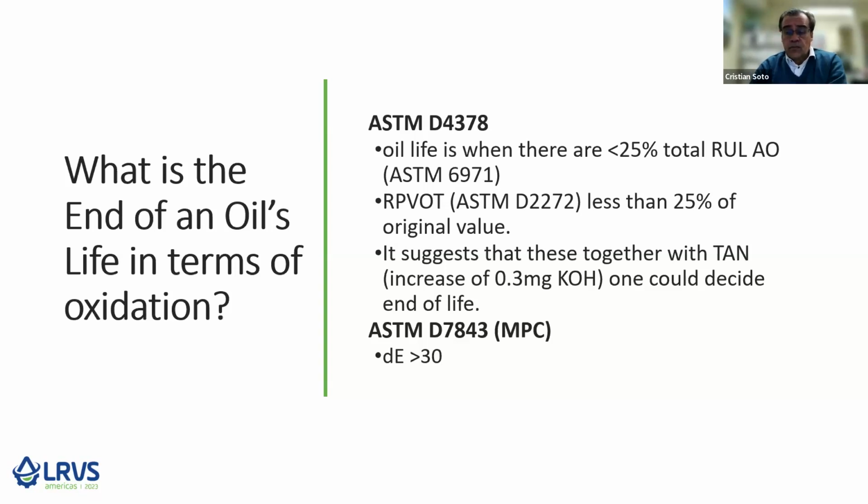And in the case of TAN, total acid number, it is when there is an increase of greater than 0.3 milligrams of KOH. And ASTM D7843 for MPC does not define end of life, but rather that the lubricant is in critical condition at a delta E greater than 30. So we'll explore these limits or warnings, and whether they are sensitive enough to help monitor the condition of the oil and thus manage the life of the lubricant.